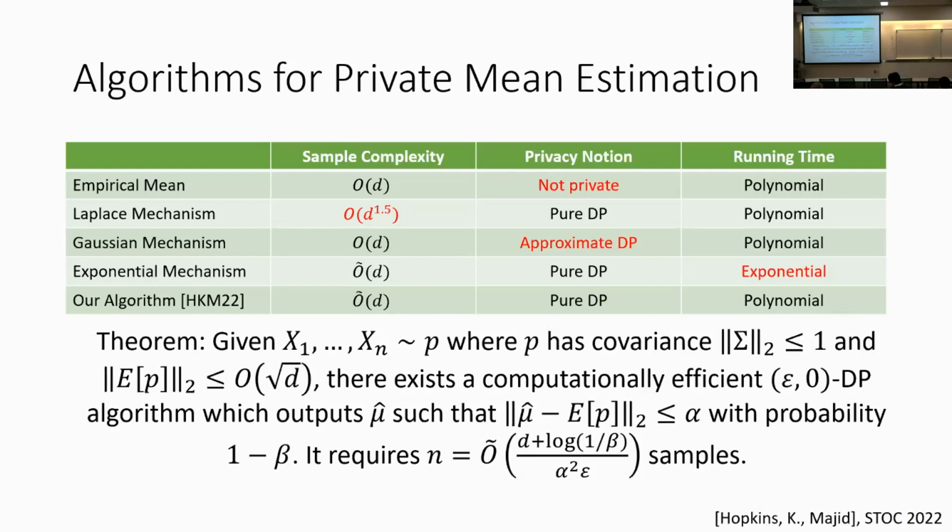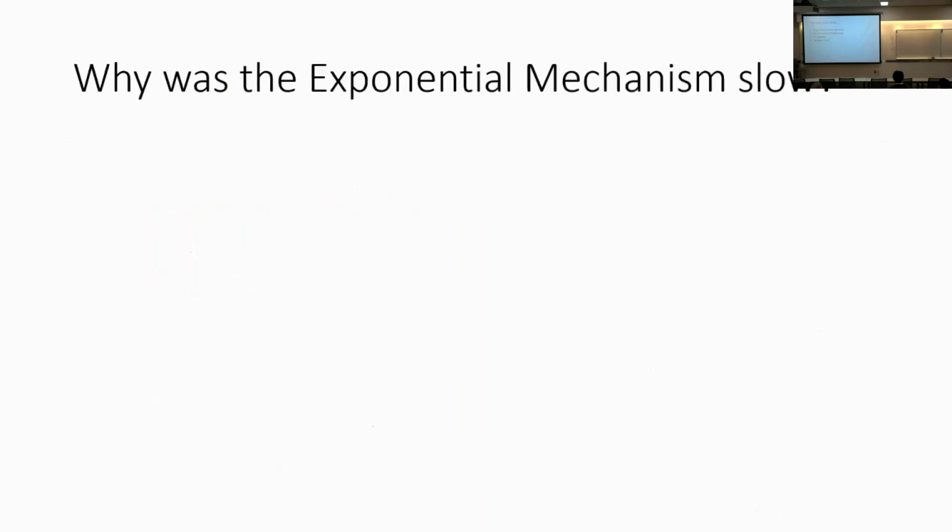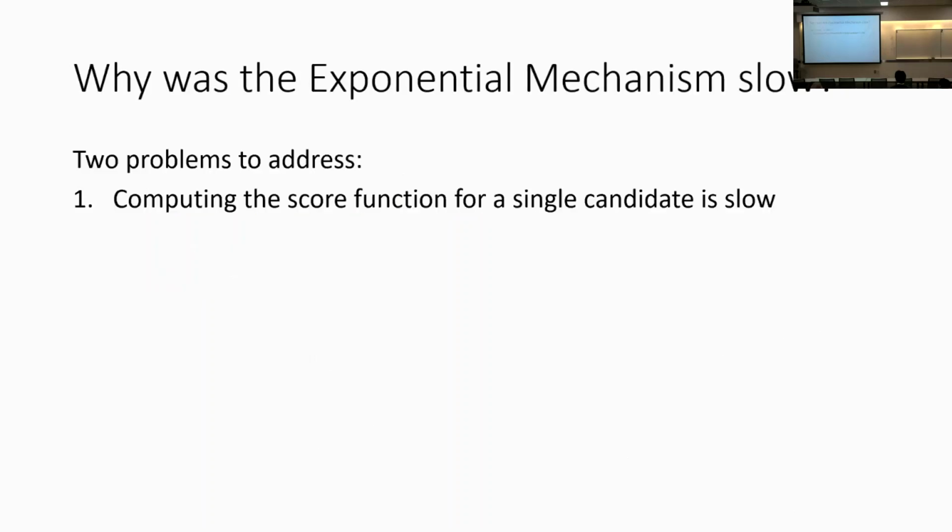Let's continue. I'll spend the rest of the talk telling you the ideas behind fixing this. It's the third method which we're going to fix because it was the closest to working in some sense. The only problem with it was that it was inefficient, so we'll see how to fix that. There were two reasons why it was slow. One reason was that computing the score function for a single candidate was slow, which Sahil spoiled. The solution will be some of these recent advances in robust and high dimensional statistics.